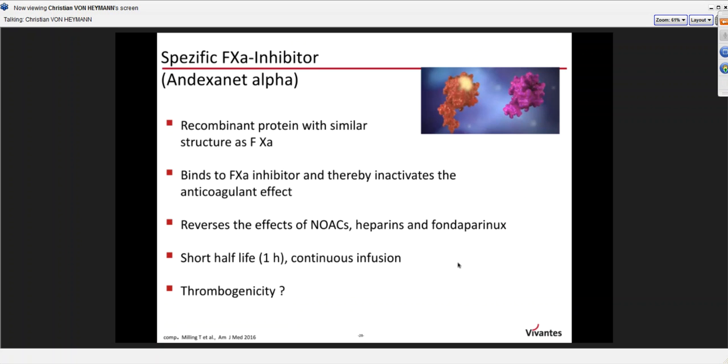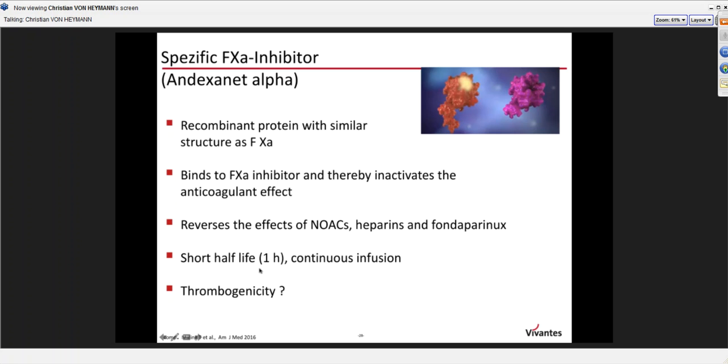Now we have a specific factor Xa inhibitor called andexanet alfa. This drug is now in a worldwide study under clinical evaluation. It is not an antibody fragment, but it is a recombinant protein that is quite similar in its structure to factor Xa. It binds the factor Xa inhibitor and inactivates the anticoagulant effect. Therefore, it reverses the effects of NOACs, and not only NOACs, but also heparins, low molecular weight heparins, and fondaparinux.